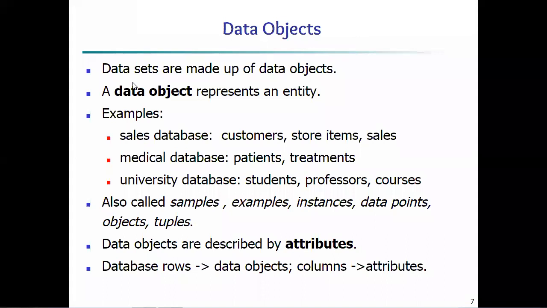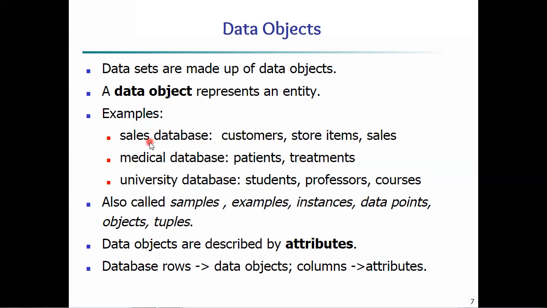So what exactly is a data object? Data sets are made up of data objects. You know these terms, dear students. Previously you have covered this part in DBMS, but again I'll repeat. Data sets are made up of data objects. What exactly is a data object? A data object represents an entity. For example, in a programming language like C++, the data object is a runtime entity. Similarly, in data mining, a data object represents an entity.